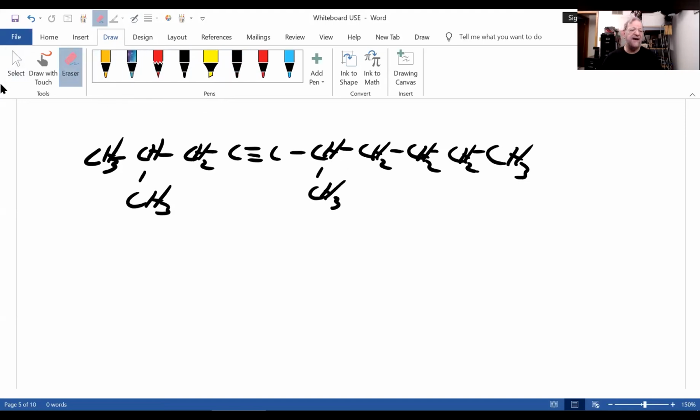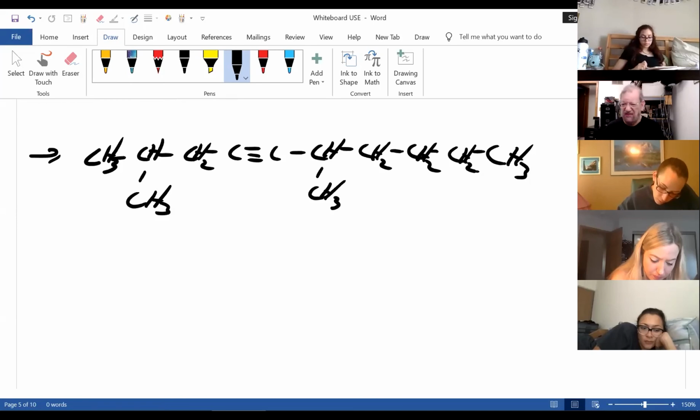All right, again, what's the IUPAC name of this molecule? Let's see if you're up to the challenge. I think you are.